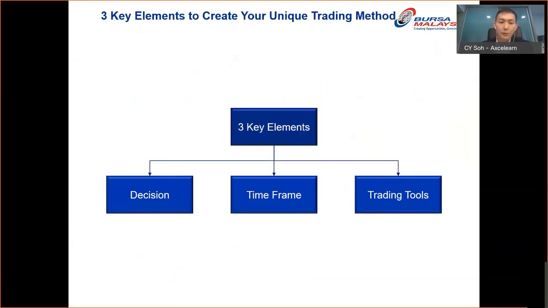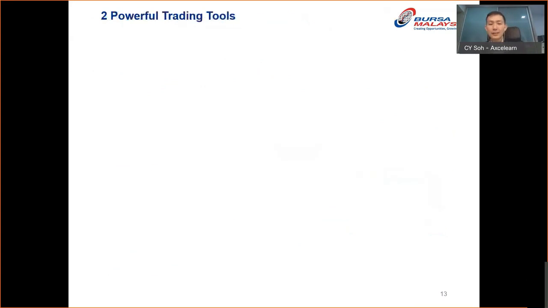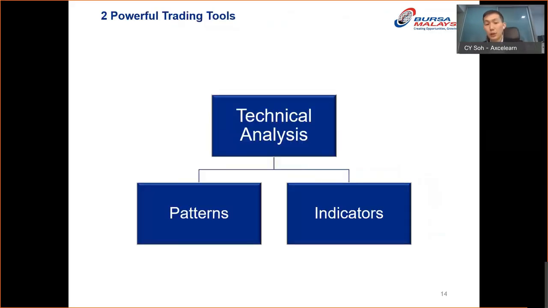Now, lastly, we want to go through the last thing, which is your trading tool. Since the majority of you are using technical analysis to trade, right, then we will be talking about technical analysis more. So on trading tools, generally, when it comes to technical analysis, there are two powerful trading tools that we will be using. So the first thing is patterns, and the second one is indicators.